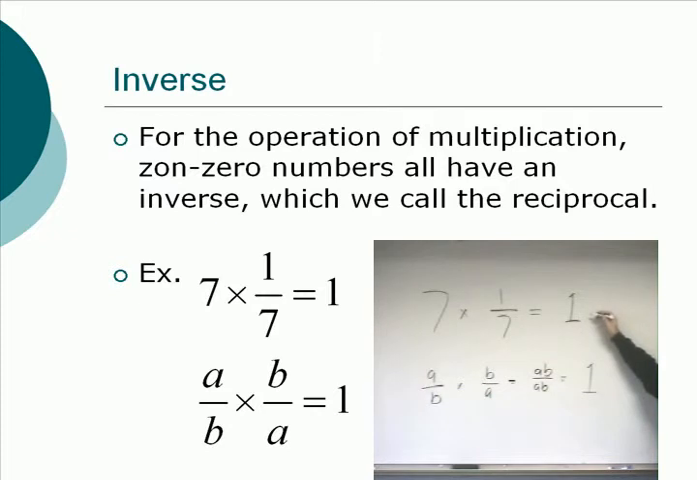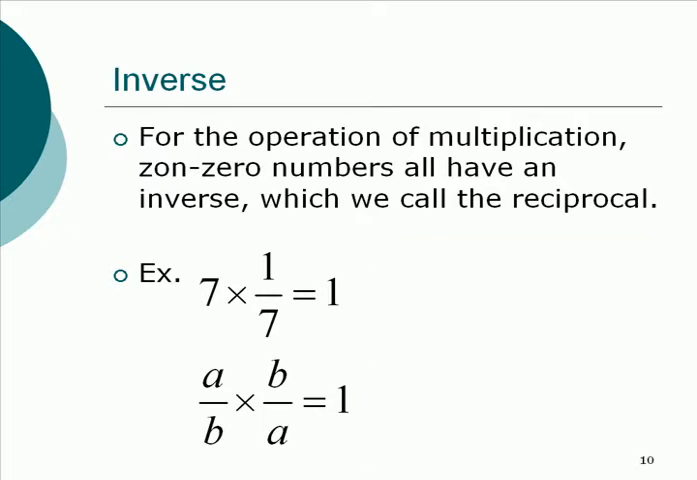1 times 15 is 15. 1 times x is x. When you take the operation of multiplication and apply it to the number 1, it doesn't change whatever you're starting with. Make sense? Okay. Well, what that means is that every number, when you're dealing with multiplication, must have some inverse that'll get you to the identity. And it's called the reciprocal.